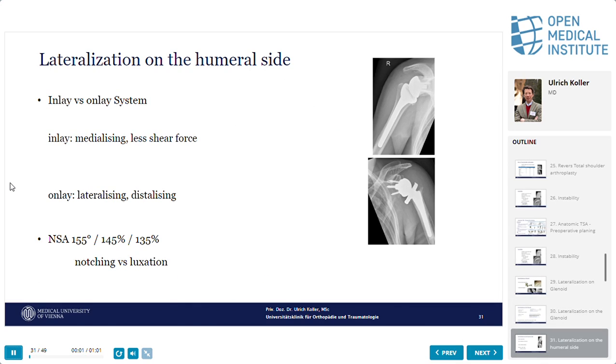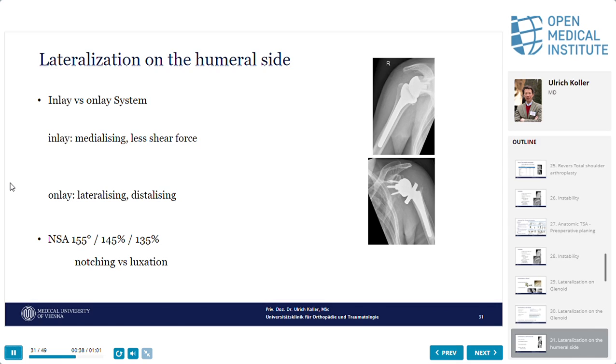Lateralization on the humeral side is also possible to make the shoulder more stable. This can be done by inlay or onlay systems. We have here an onlay system. This is an inlay system. You see that you are bringing the humerus more laterally through the implant design, and you also have the possibility to work with different kinds of inlays with different neck shaft angles, 155 degrees to 135 degrees.